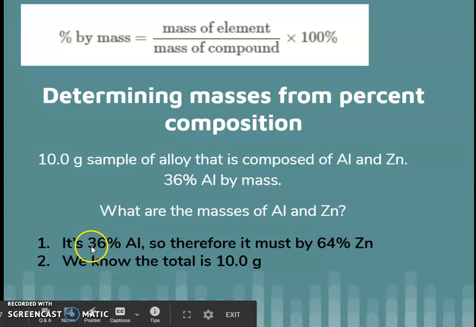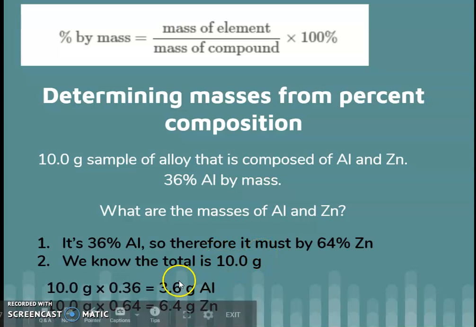So if aluminum, for instance, is 36%, we want to know what is 36% of 10 grams. You do that simply by multiplying. You multiply 10 grams times 0.36 and you get 3.6 grams aluminum. Then you multiply 10 grams by 0.64 and get 6.4 grams zinc. And here again, you can double check. We know our total is 10, and yes, we come up with a total of 10.